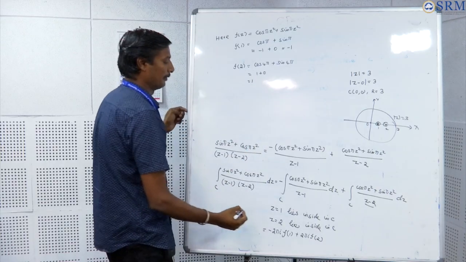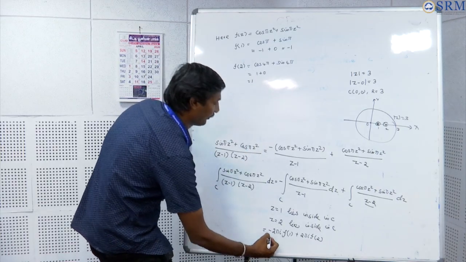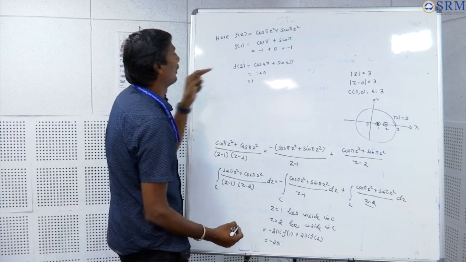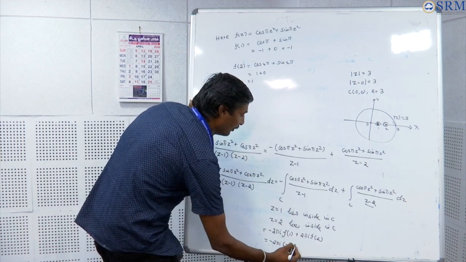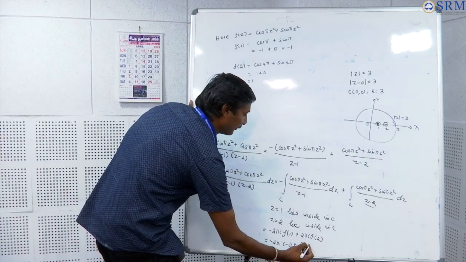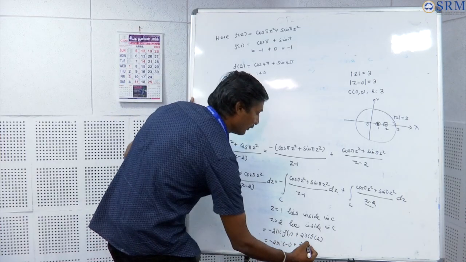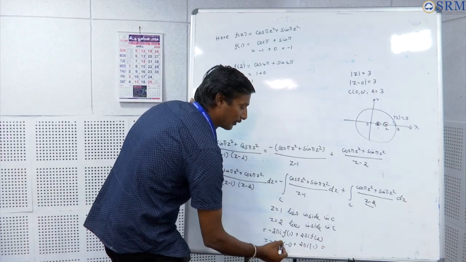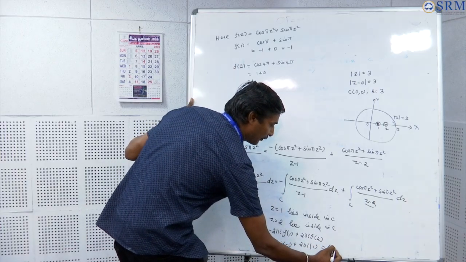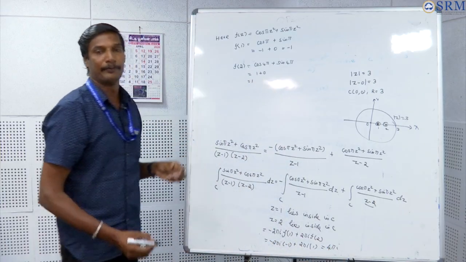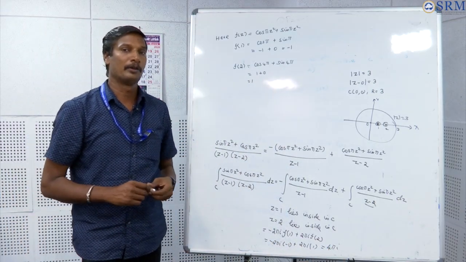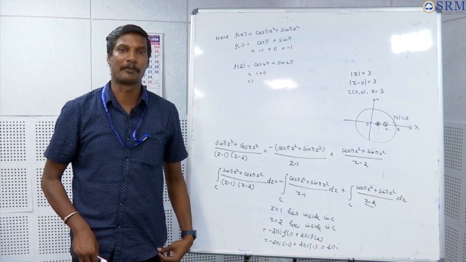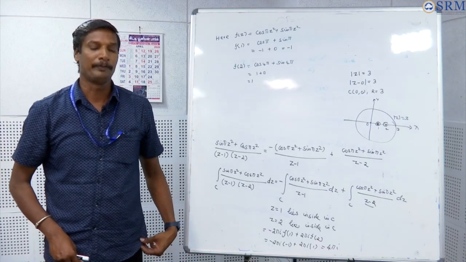So totally the answer is minus 2 pi I times f of 1 value, which is minus 1, plus 2 pi I times f of 2 value, which is 1. So therefore my answer is plus 2 pi I plus 2 pi I. I am getting the answer 4 pi I. Do you have any doubts? This is based on the problem for Cauchy integral formula. Okay, thank you students.